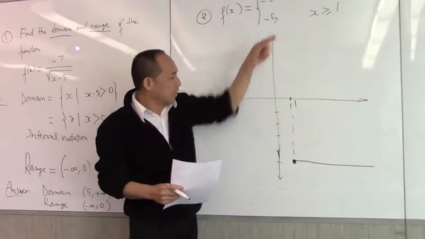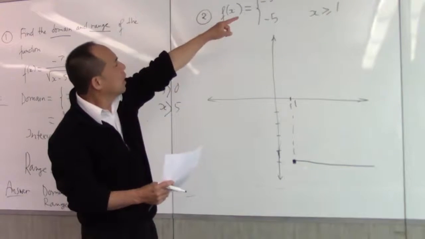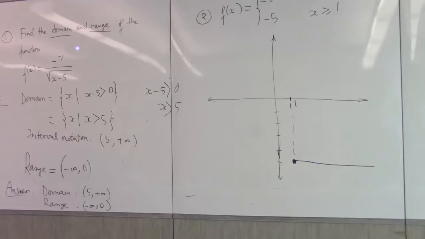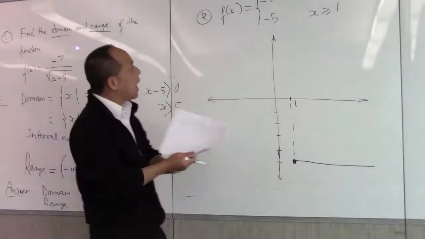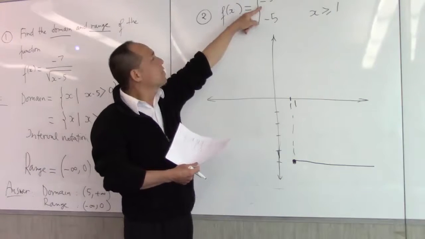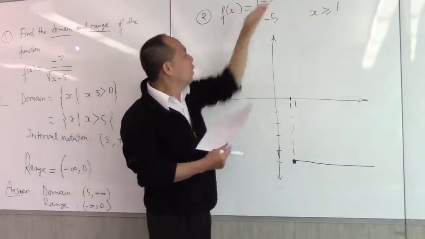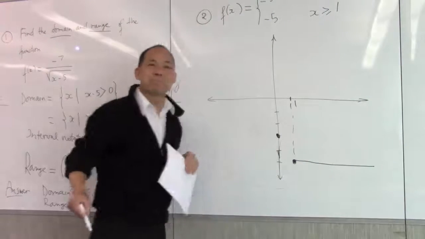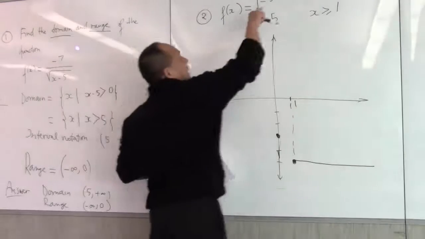That's the first. And the second one, what is the second one? The second one is a line. But this line only applies when x is less than 1. What is this line? This line, when x equals 0, is number 3. Here, negative 3.